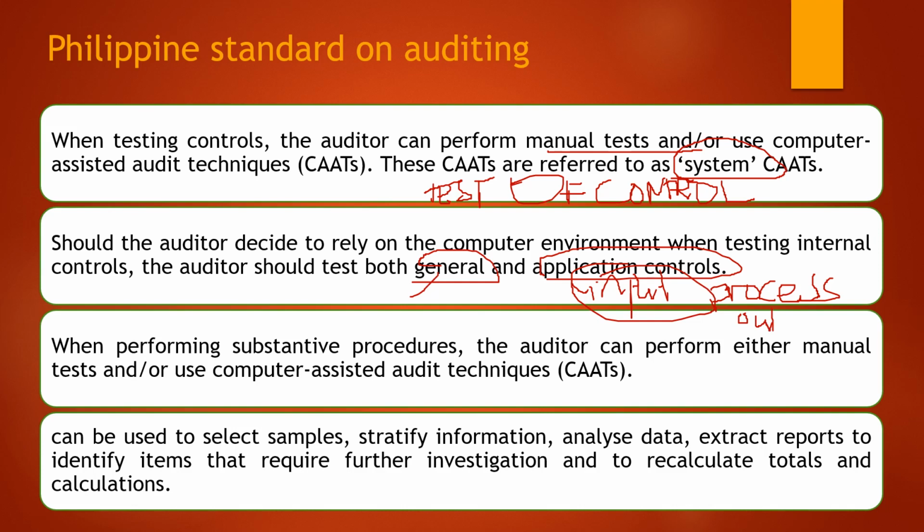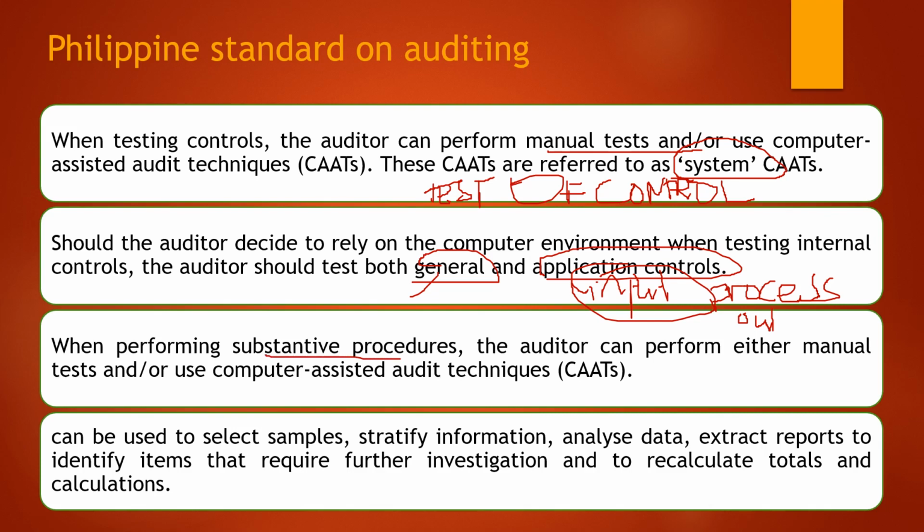The general control is on the system itself, more on authorization. We look at failures, and whether there are unauthorized accesses. So that's for the general control.